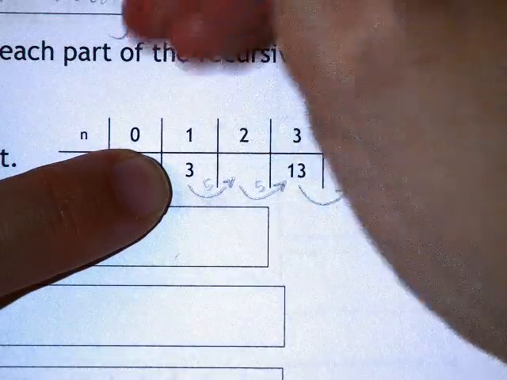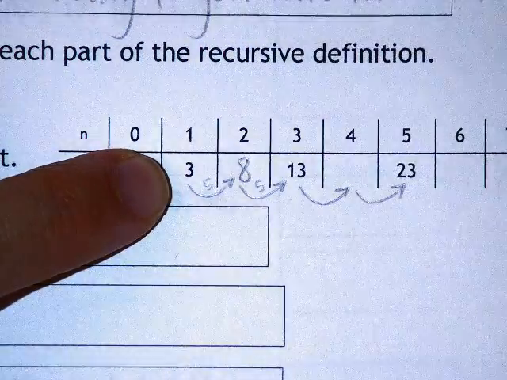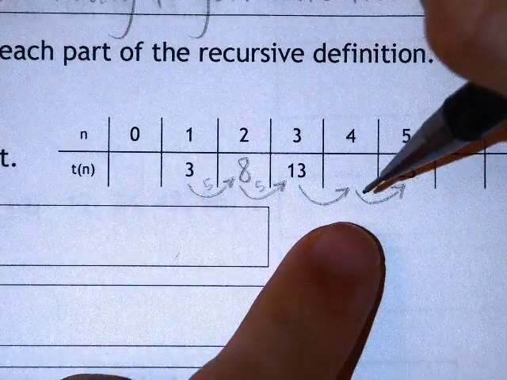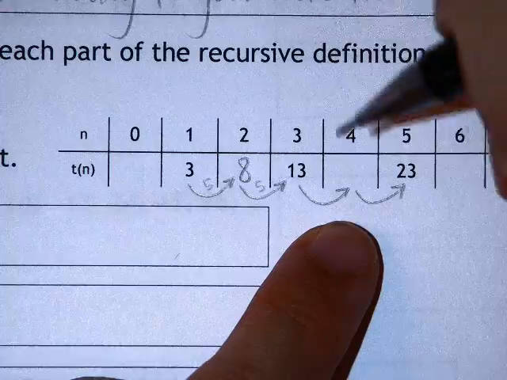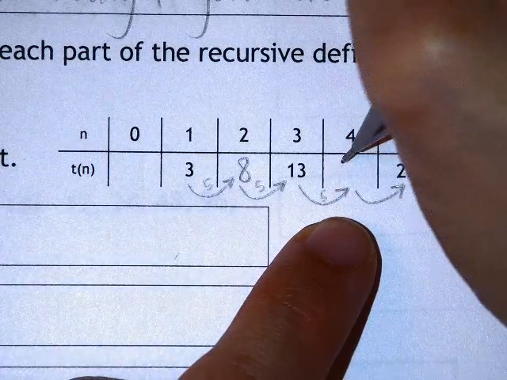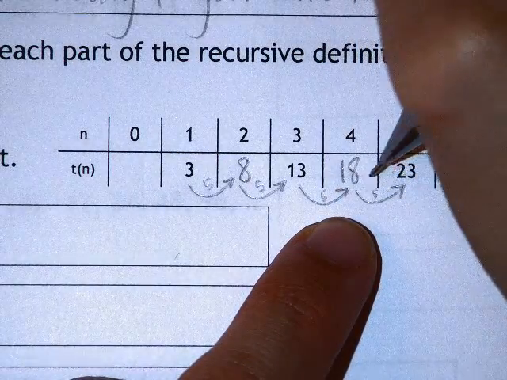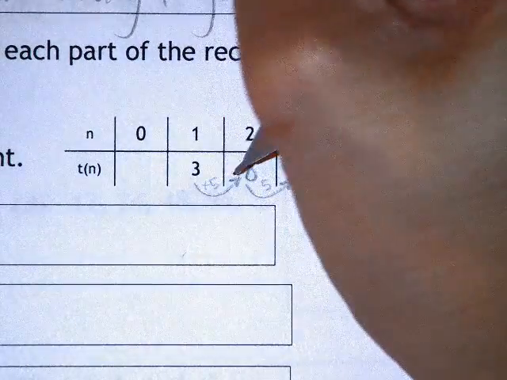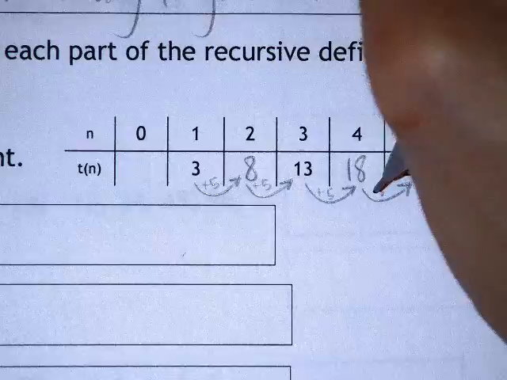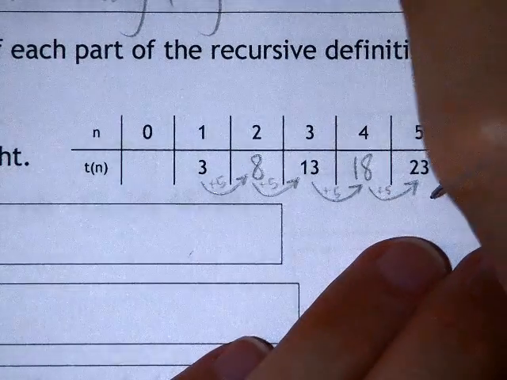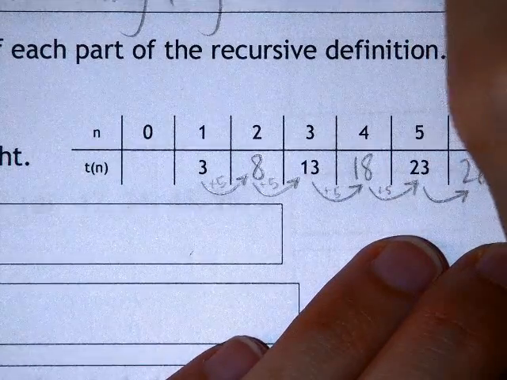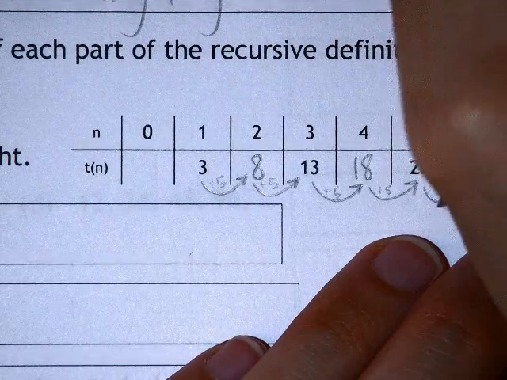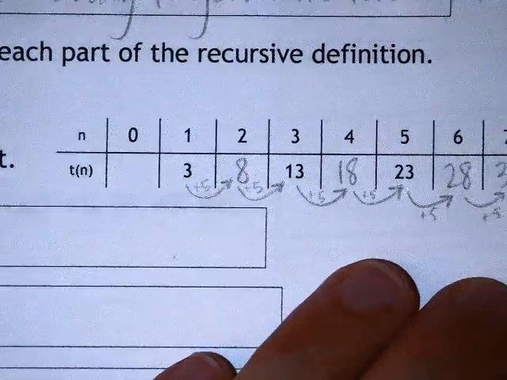Let's see. 3 plus 5 would be 8. 8 plus 5 would be 13. Yep, it looks like that works. So let's see if we can keep adding 5 and see if that completes the pattern. 13 plus 5 would be 18. 18 plus 5 would be 23. Yep, it looks like we found the pattern. The pattern appears to be adding 5. So if I quickly go through the rest of these, 23 plus 5 would be 28. 28 plus 5 would be 33. So it looks like the pattern holds up.